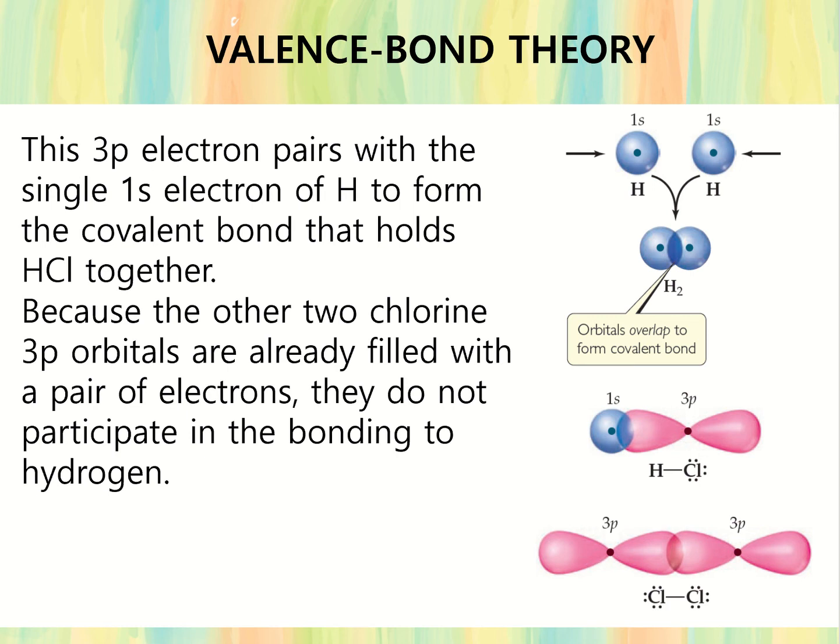So this 3p electron pairs with the single 1s electron of hydrogen to form the covalent bond that holds HCl together. Because the other two chlorine 3p orbitals are already filled with a pair of electrons, they do not participate in the bonding to hydrogen.